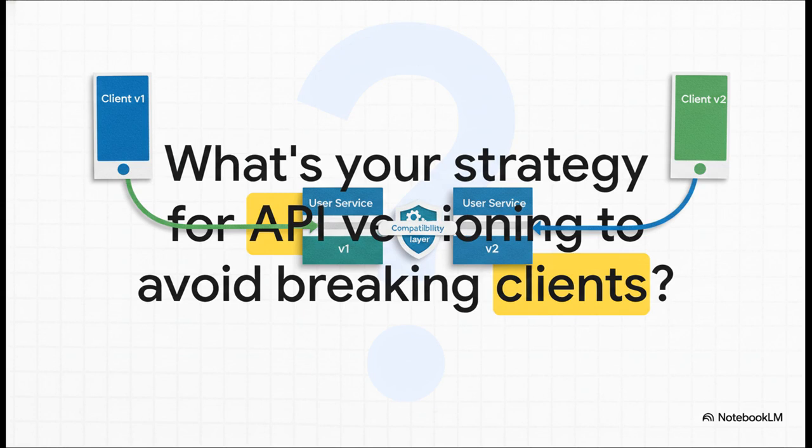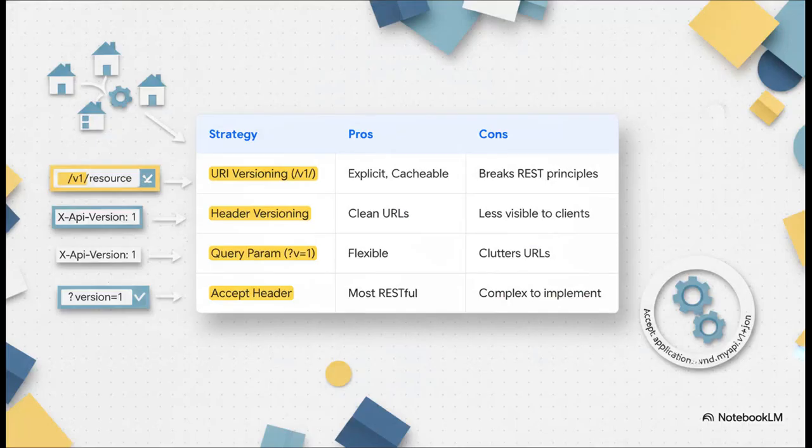Your mobile app right now is talking to version 1 of your user service. But you're about to release version 2, and it has some breaking changes. How do you support both the old app and the new app at the very same time? So here are the most common strategies.